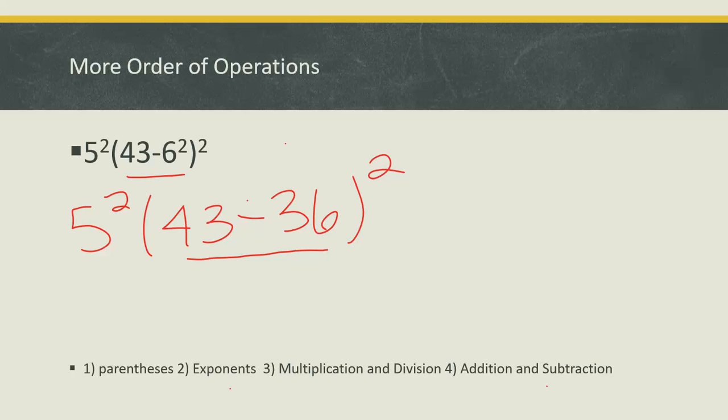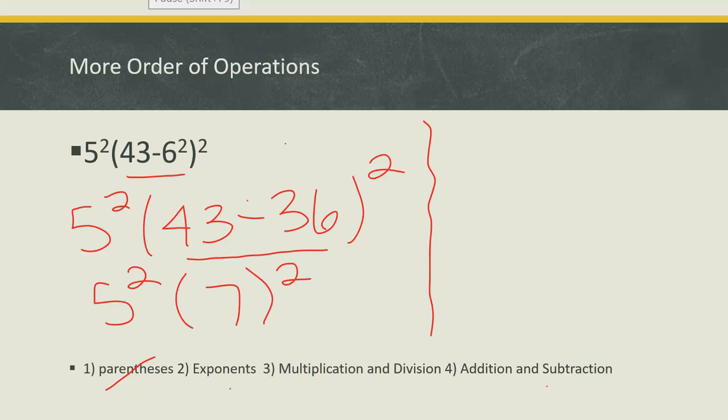So again, I'm going to recopy. Still have 5 squared. Inside my parentheses is 7. Outside my parentheses is a 2. Okay, so that's taking care of my parentheses. Now I have some exponents. So let's go ahead and evaluate those exponents.